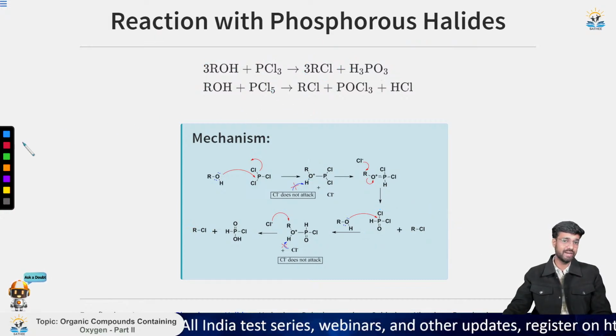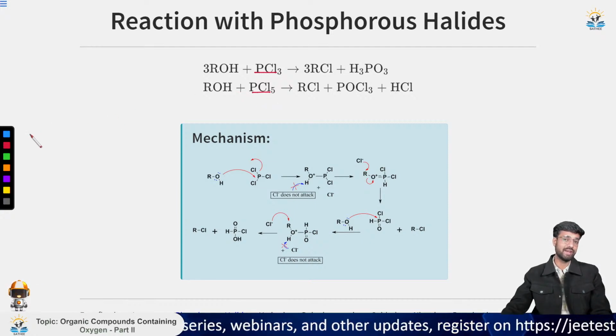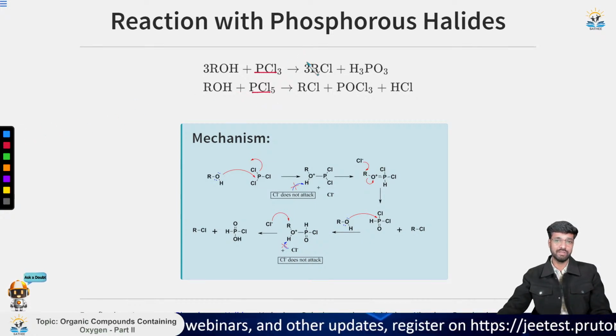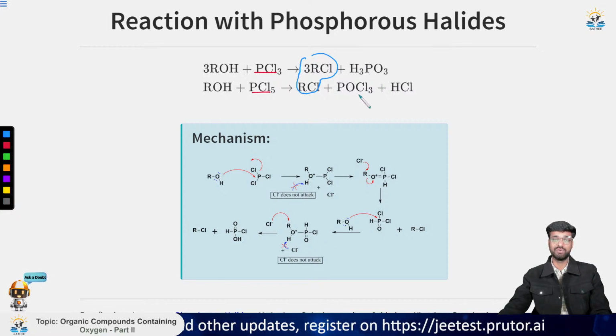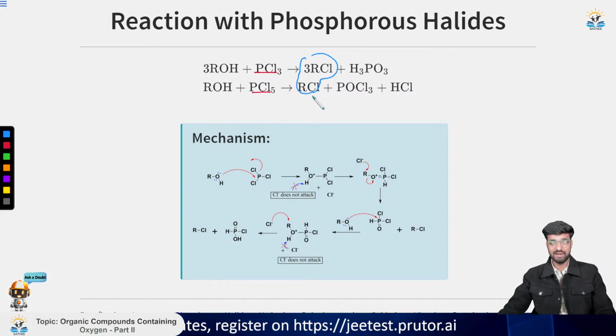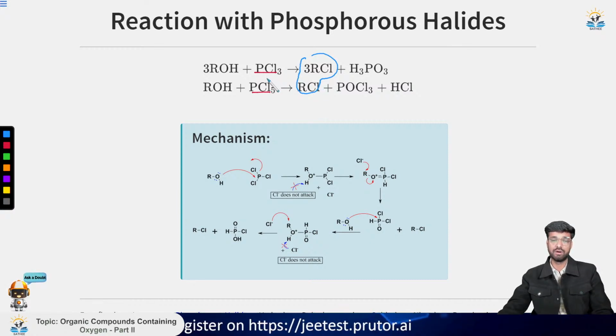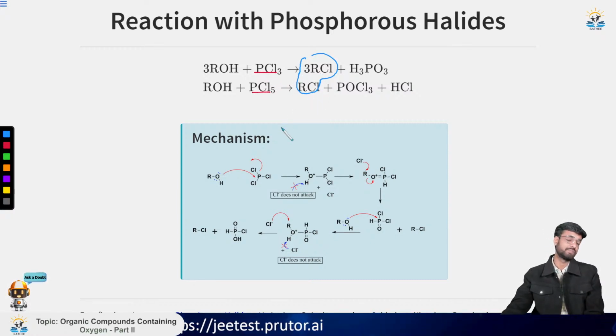So you can have two reagents. First one is PCl3 and PCl5. So the final product will be common for both of these reactions. Excluding the side products, that is H3PO3, POCl3 and HCl, the main product, that is the alkyl halide, is the same for both of these. So that is RCl and RCl.